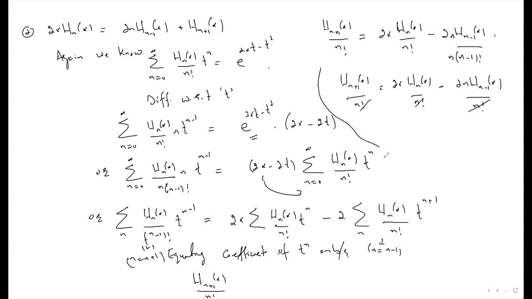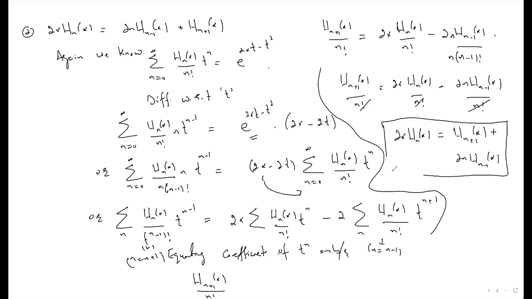I will just try to put it in the way it has been asked. So I will write down 2x h n of x will be equal to h n plus 1 of x plus 2n h n minus 1 of x. So if you look, this is very similar, and hence we derived these recurrence relations with the help of a generating function.